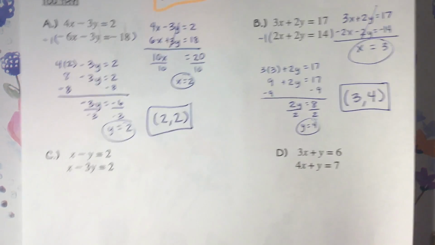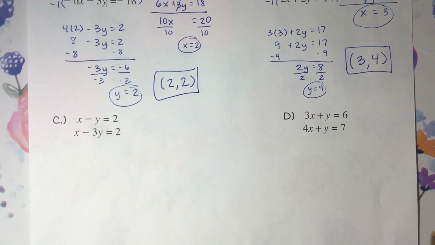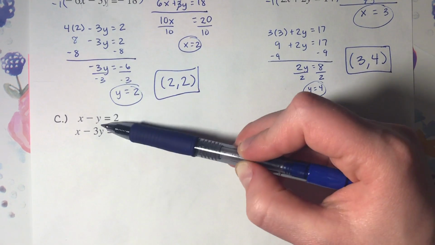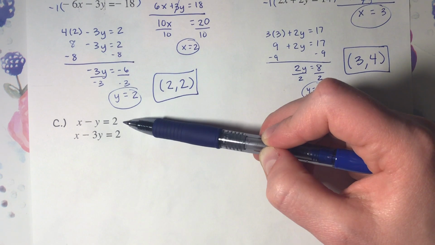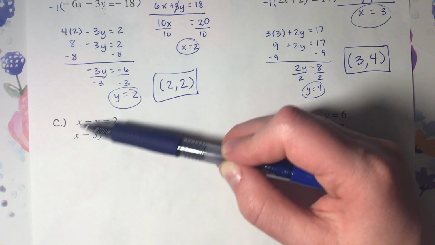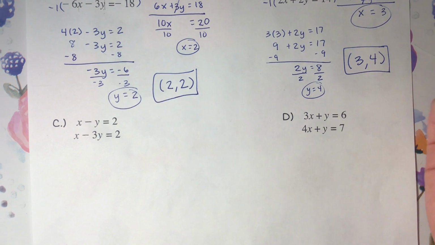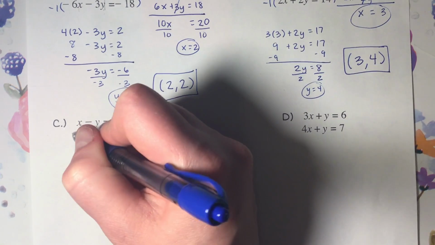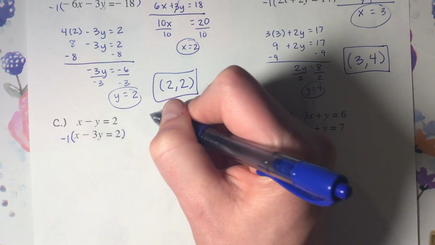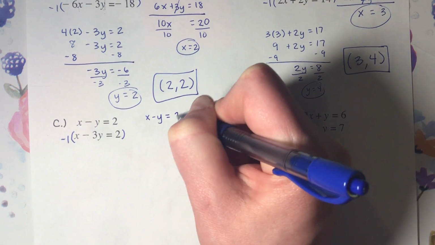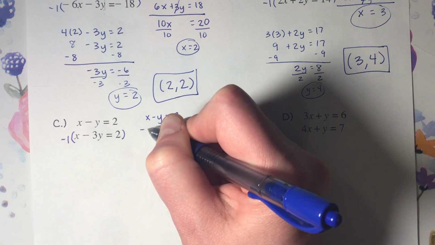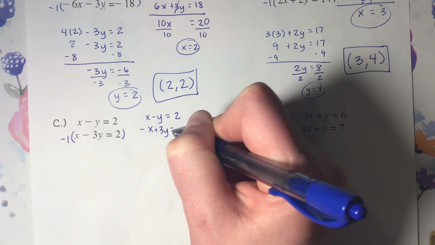We'll just do one more problem because this video is starting to get long. So let's just do example C, and then we will call it a day. In example C, the x's are lined up and the y's are lined up, the equals are lined up, and the plain numbers are lined up. But the x's are exactly the same. I want to make them additive inverses. So I'm going to multiply this bottom equation by negative 1, and that gets me x minus y is equal to 2, and then the bottom is going to become negative x plus 3y is equal to negative 2.